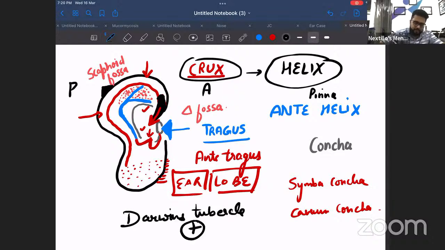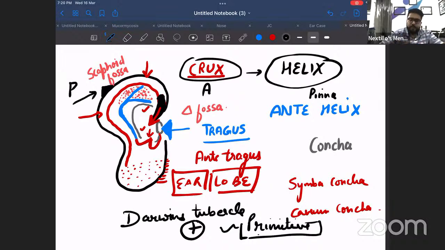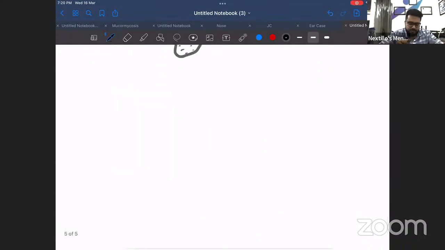It is present in some people, not all, and is a symbol of primitive beings. So the people who have primitive traits tend to have this Darwin's tubercle. As evolution is going on, there is no Darwin's tubercle in most of the people these days. It is not found these days. Previously, it was there in almost everyone.